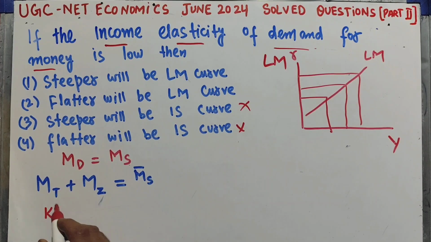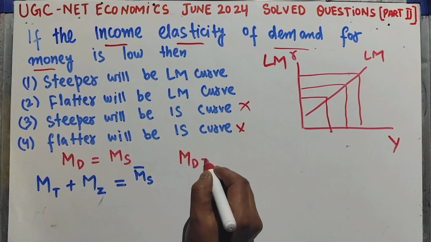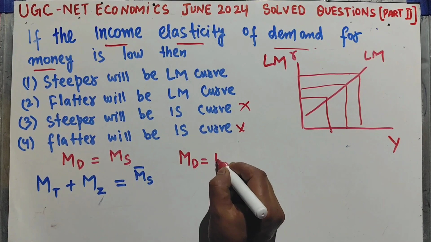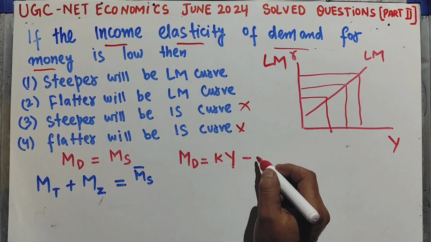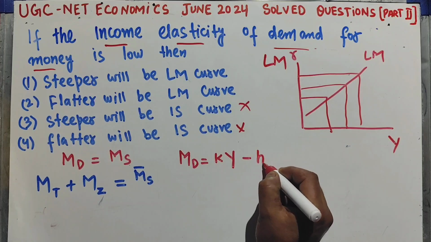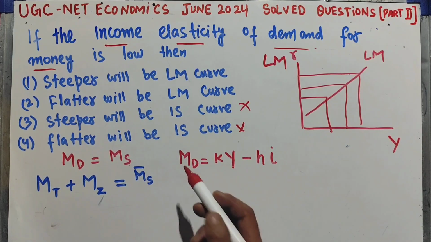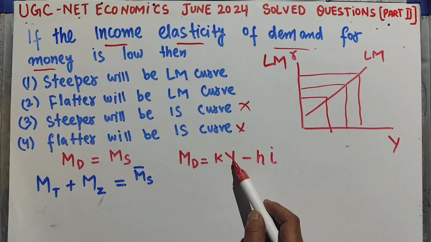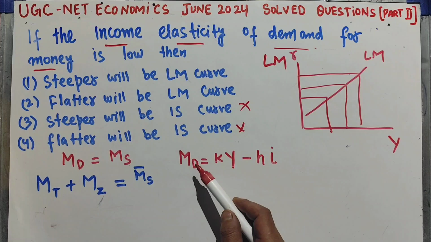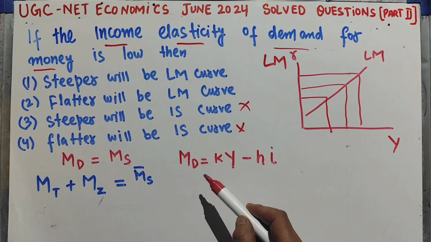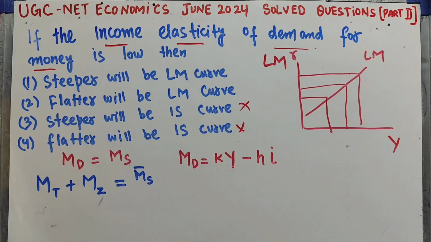So demand for money is a positive function of income and a negative function of the rate of interest, let's denote it as H times I. It says if income increases, demand for money will increase, and if the interest rate increases, demand for money will decrease. Now to find the LM equation, we equate demand for money with supply of money.